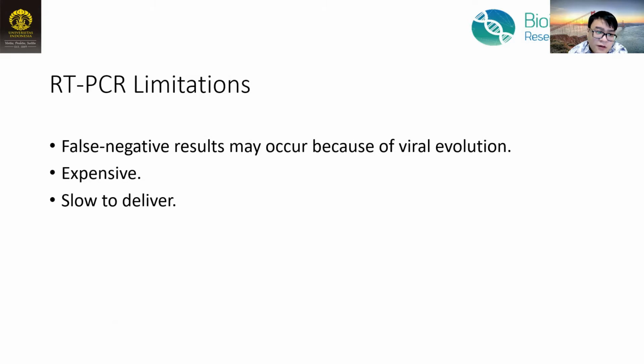Here we'll talk about the RT-PCR limitations. First, a false negative result may occur because of viral evolution. This is because real-time RT-PCR uses primers targeting different parts of the viral genome. The result could be affected by viral RNA sequence variation.